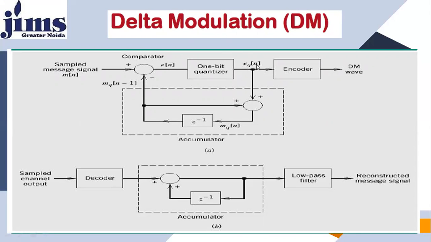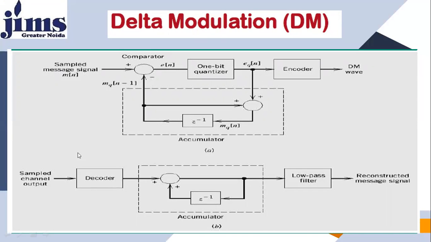And this Eqn, which is the output of the quantizer, becomes the previous bit for the next sample of Mn, isn't it? So the output of the DM wave is a string of 0s and 1s. And this string is to reach the receiver.